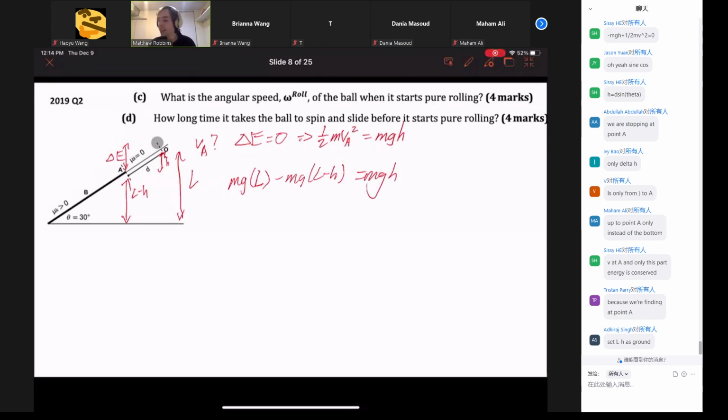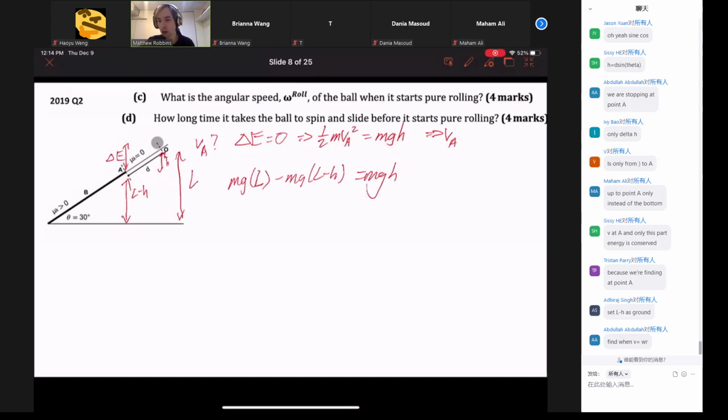So this is going to give us speed VA. Now, what we want to know is the angular speed of the ball when it starts pure rolling and how long it takes the ball to slide before it begins purely rolling. So how would I approach that? What sort of formulas would I use? I heard angular kinematics earlier.